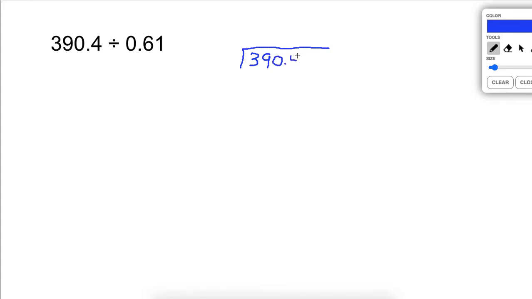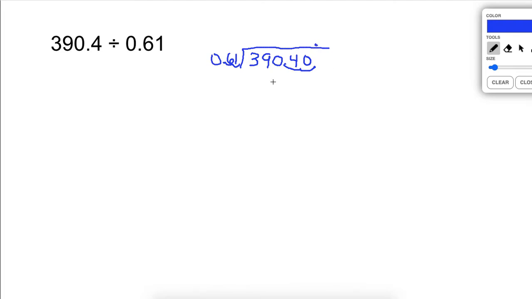So we set it up here, and then we're dividing that by 61 hundredths. In this case, we have to move it 2 places. If you notice here, we only have 1 spot to move that. We still have to move it 2 spots, so we put a 0 here to hold that place value. If there is a decimal, it would go right there.